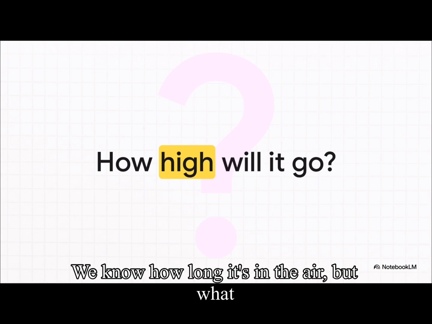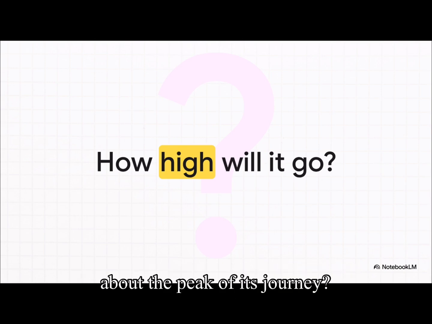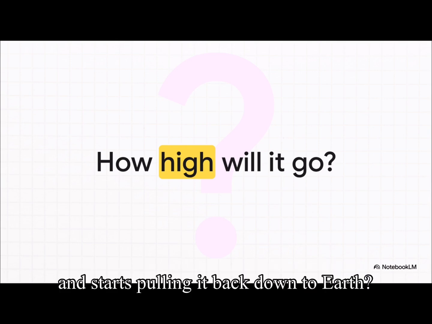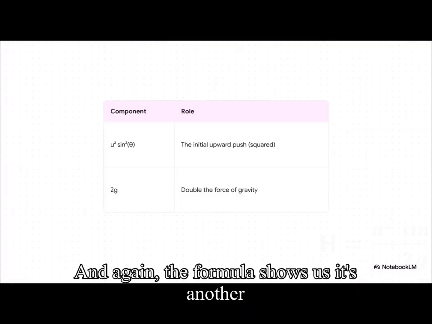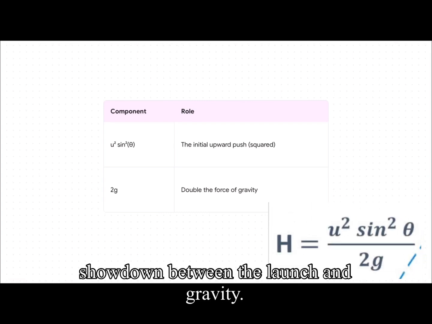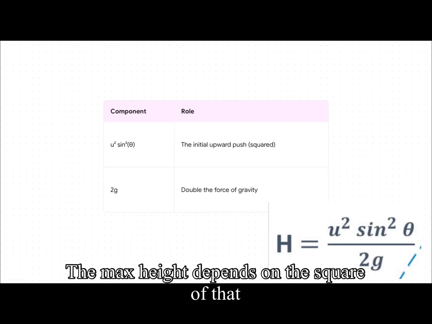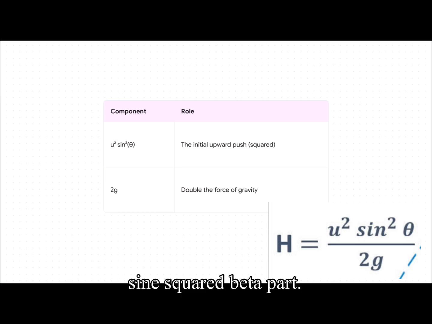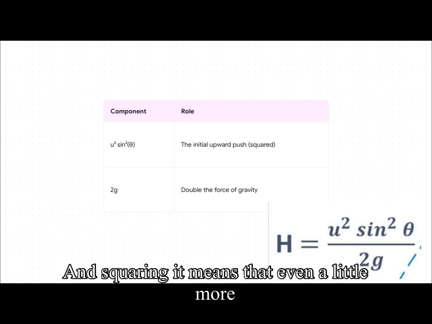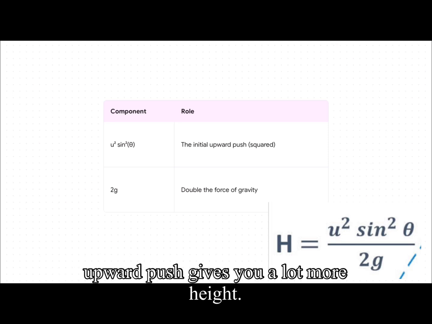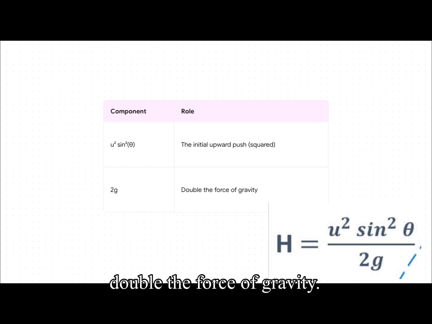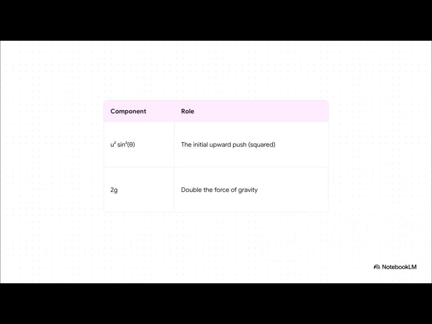Okay, next logical question. We know how long it's in the air, but what about the peak of its journey? What's the absolute maximum height it's going to reach before gravity finally wins the fight and starts pulling it back down to Earth? And again, the formula shows us it's another showdown between the launch and gravity. The max height depends on the square of that initial upward velocity. That's the u squared sine squared theta part. And squaring it means that even a little more upward push gives you a lot more height. And all of that is fighting against 2g, or double the force of gravity. It's the perfect way to measure how high the object can possibly climb before it just runs out of steam.